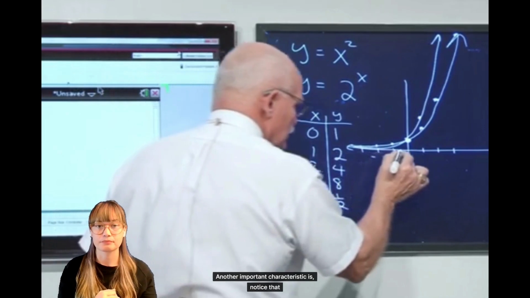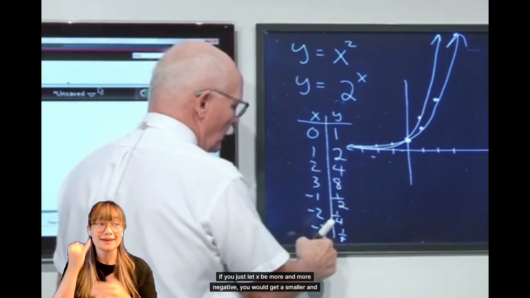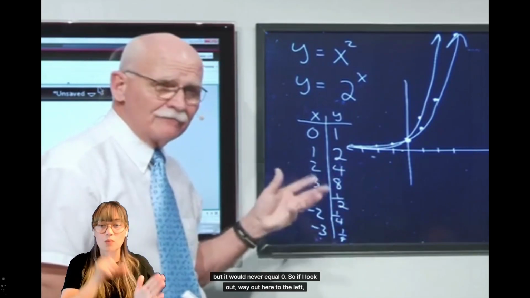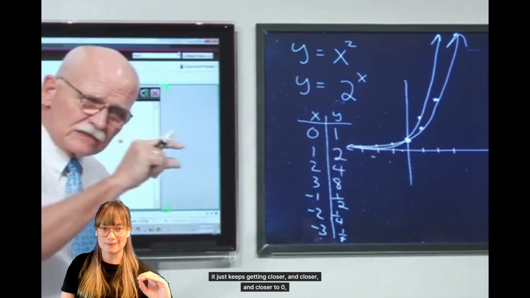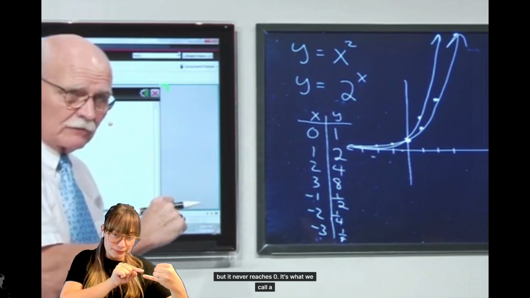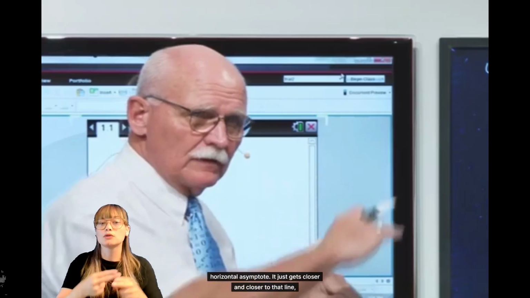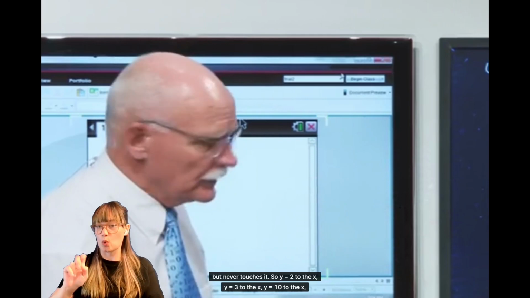Another important characteristic is, notice that if you just let x be more and more negative, you would get a smaller and smaller fraction, but it would never equal 0. So if I look way out here to the left, it just keeps getting closer and closer and closer to 0, but it never reaches 0. It's what we call a horizontal asymptote. It just gets closer and closer to that line, but never touches it.